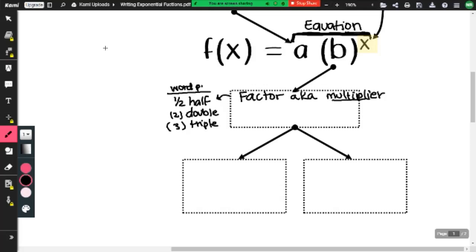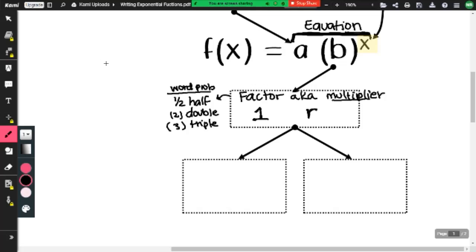I'm just going to put "word prob" right there. Those are words that you'd find in a word problem. But if you see a physical percent sign, we're actually describing what? If you see a physical percent sign, what are we describing? The rate, the rate. So you get the factor.